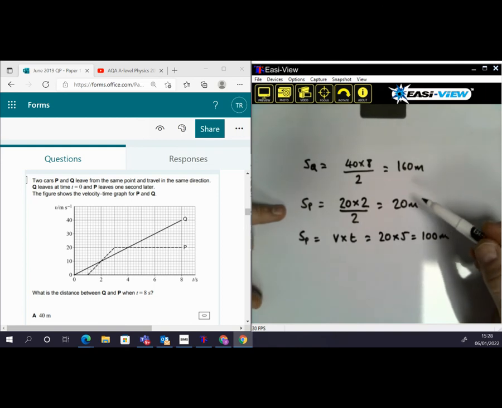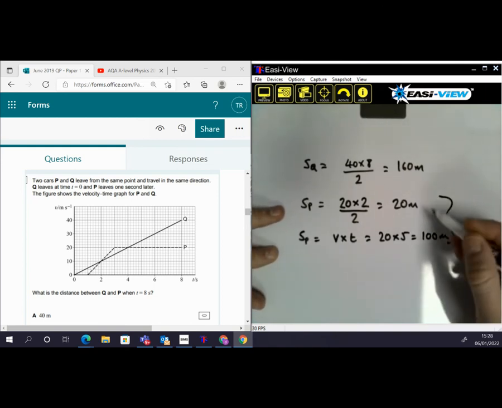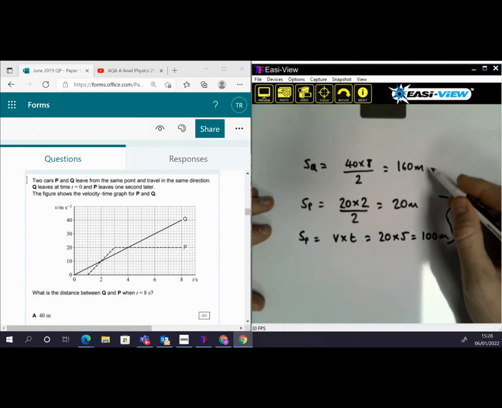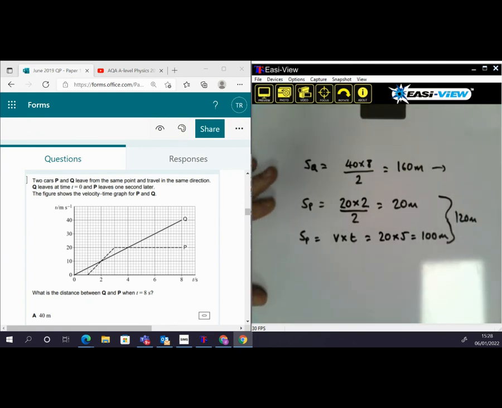So P travels 20 meters whilst accelerating, then 100 meters at a steady speed. And that whole thing is reached at the end of the 8 seconds. So that's 120 meters. And then at the end of 8 seconds, Q is at 160 meters. So the difference is 40 meters.